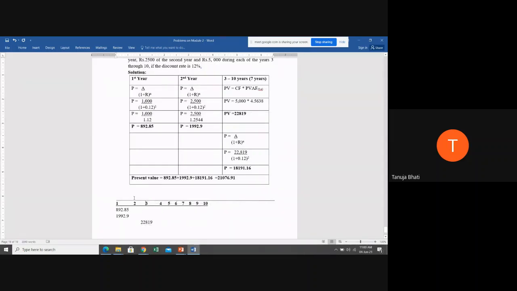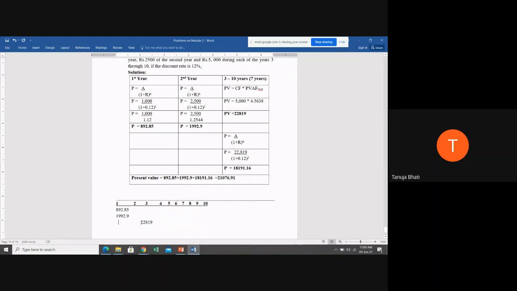Now this value, if we have to get it till today, that is as on today, because the cash flow is arising from third year. It is not arising from the beginning of the year. 5,000 rupees is arising from the third year. So we got the present value as on the third year. The third year is 22,819. Now if we have to bring down this present value up to year 0, what we have to do?